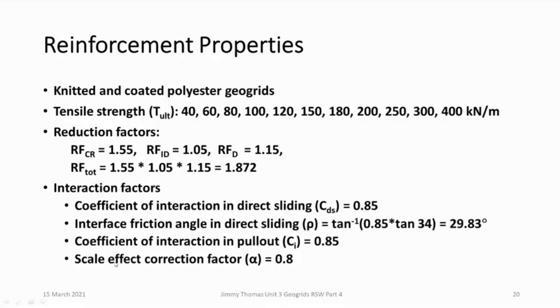They have something known as a scale effect correction factor in the FHWA. This is related to the fact that normally when you pull the geogrid from the soil, it actually elongates. Whereas if it is a metallic reinforcement, it doesn't elongate much. So to account for that, we apply a scale effect correction factor of 0.8.